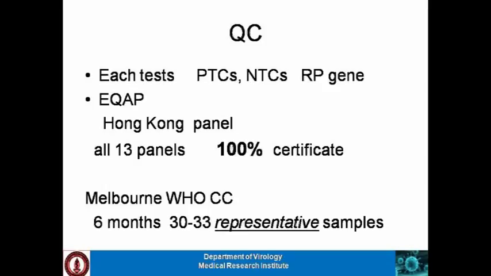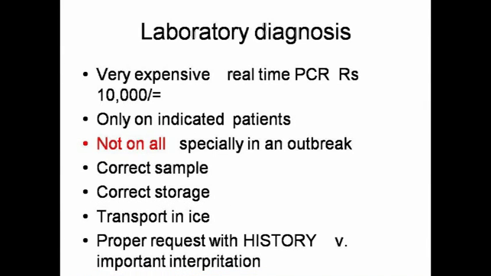We follow quality control procedures. Each test has a lot of controls, because we need to be absolutely sure of the result. Each year we take part in an external quality assurance panel, and we send representative samples to our higher center. So, as a summary, laboratory diagnosis is very expensive, not for all patients, only indicated patients, especially in an outbreak. We need the correct sample, correct storage, transport, and proper history.